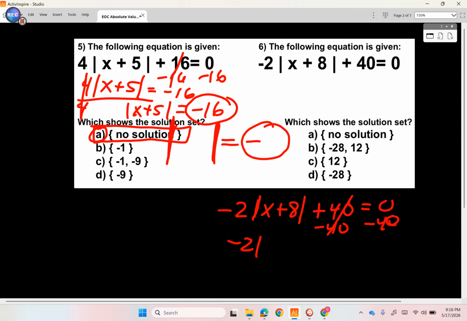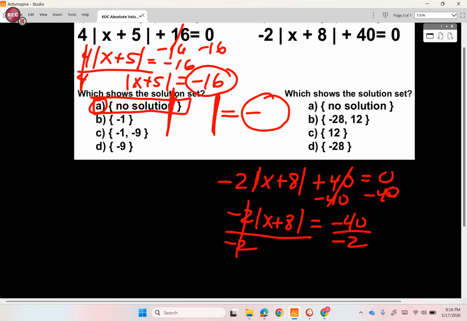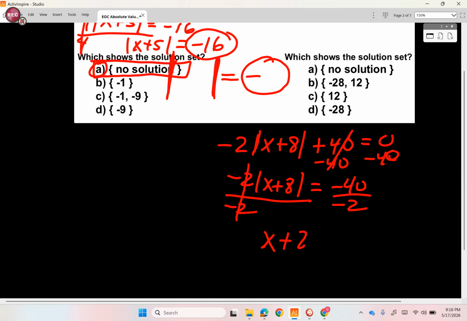Bring down negative 2 absolute value x plus 8 equals negative 40. Now we divide by negative 2 to eliminate it. Now we're ready to solve this twice. X plus 8 equals positive 20, and x plus 8 equals negative 20.